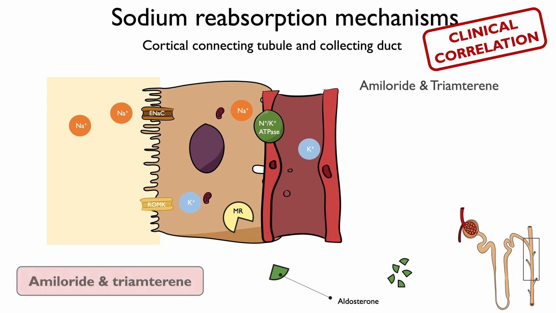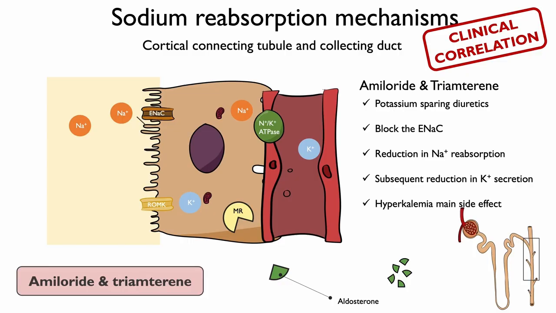Amiloride and triamterene are two less common diuretics that target the ENaC channel, impairing sodium reabsorption, which drives the diuresis. Similar to MRAs, amiloride and triamterene are potassium-sparing and have a side effect profile of hyperkalemia.